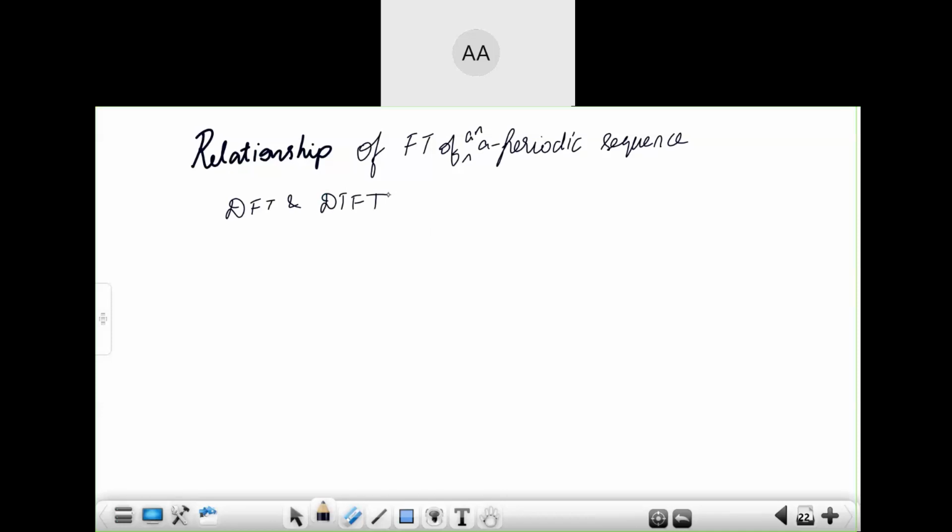Okay, so all of you write down a small introduction like, if x of n is an aperiodic finite energy sequence with Fourier transform capital X of omega. Okay, capital X of omega. So this is the Fourier transform. That means only the time domain we have sampled. Frequency domain there is no sampling.